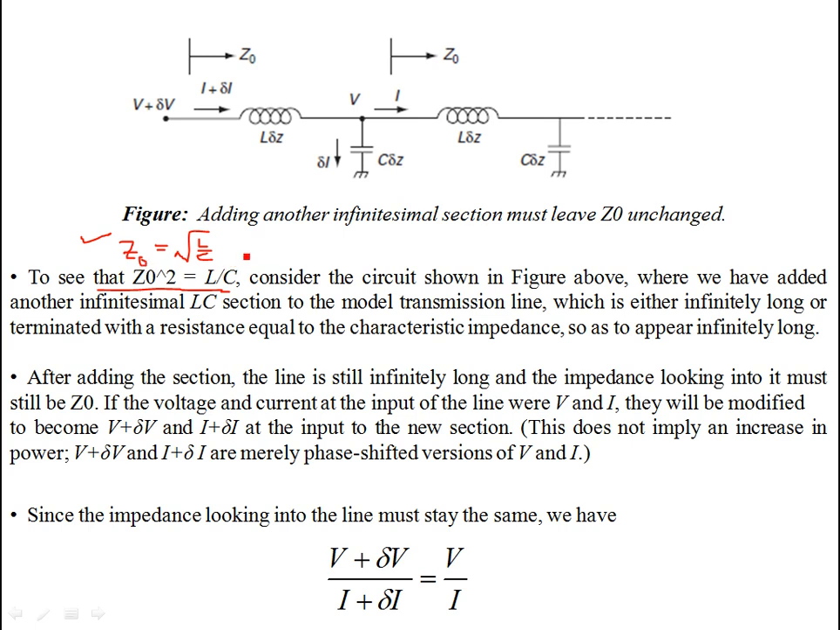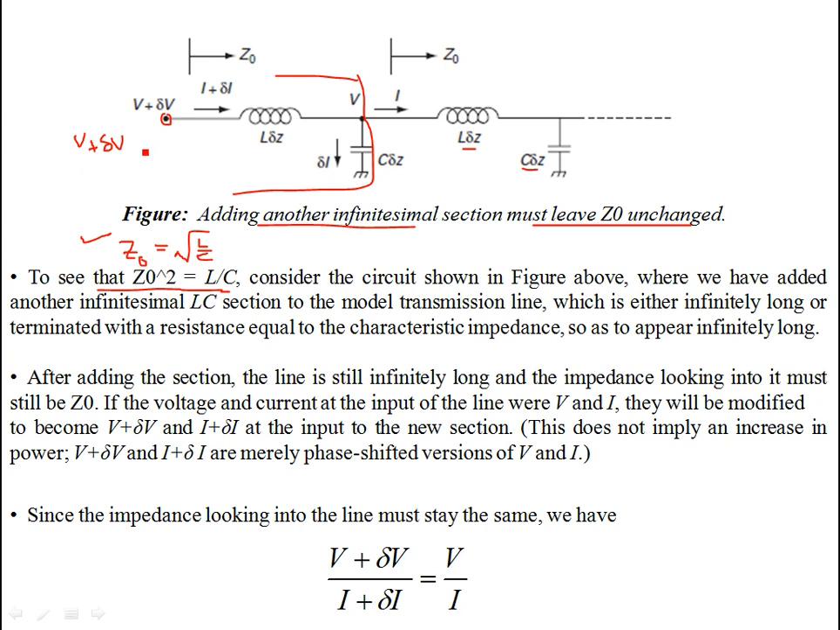You must remember this characteristic impedance is true if you're measuring it for an infinitely long line, or if the line is terminated in its own impedance. So for example, if you add another section which has the same characteristic impedance, it must leave Z0 unchanged. If you measure at this point, this is your input, V plus delta V, and this is your new section, added to L delta Z and C delta Z. So we have this delta I and delta V.